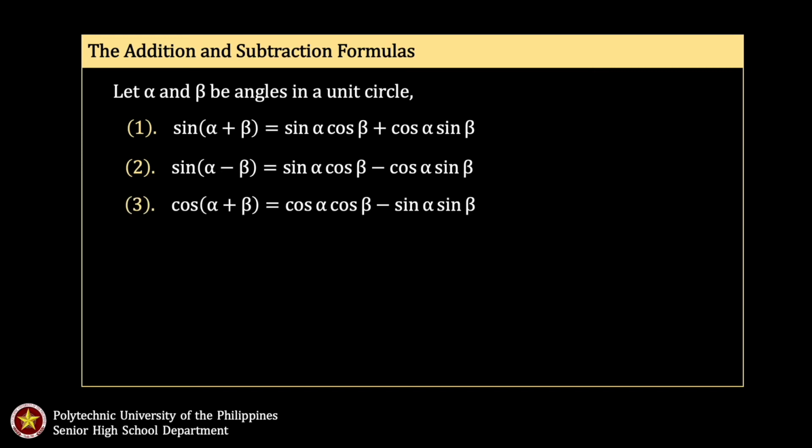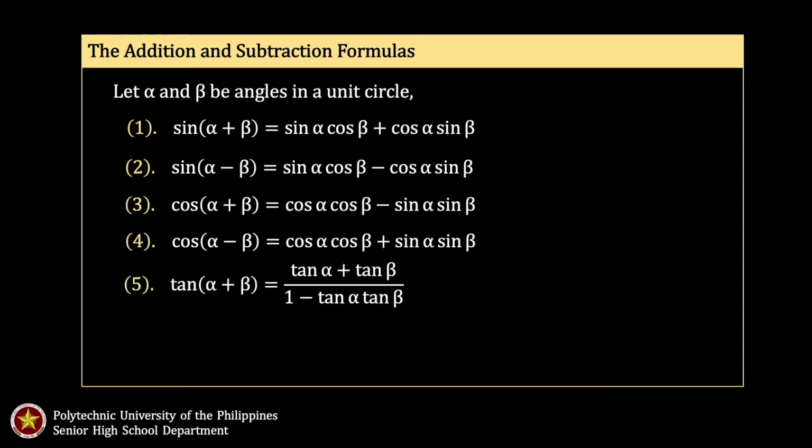The third formula: cosine of alpha plus beta. Here, we have cosine of alpha times cosine beta minus sine alpha times sine beta. Number 4: cosine of alpha minus beta. We have cosine of alpha times cosine beta plus sine alpha times sine beta.